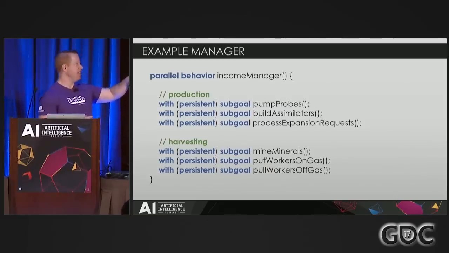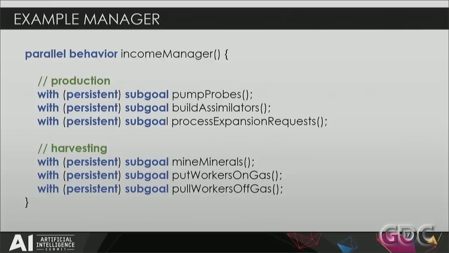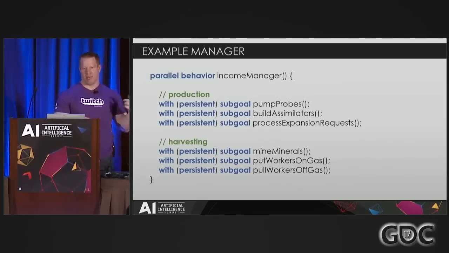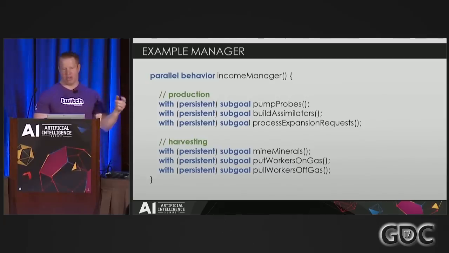This is a subset of the behaviors that get called for the income manager. At the top you have behaviors like pump probes, which uses that persistent keyword where it continues to run this selector node for pumping probes, which means keep producing worker units while a set of preconditions is met. You would have different instances of pump probe behaviors with different sets of preconditions, but basically this is saying try to produce probes if those behaviors are ready to be activated.